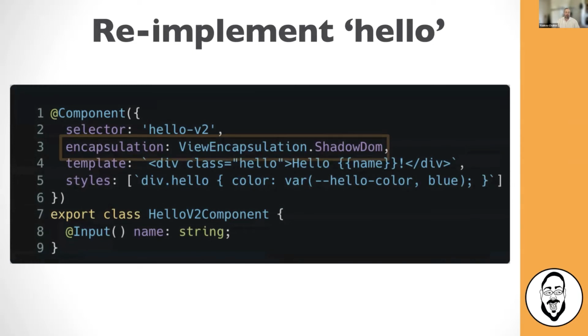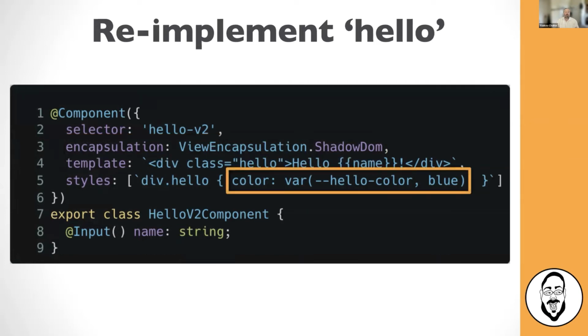So it's the same component. This time, just for demo purposes, we'll set the encapsulation to shadow DOM, so we'll actually produce real shadow DOM code. In this case, what we're doing is using this CSS variable, or CSS property, same terminology, --hello-color. And hello-color is not declared anywhere here. We're just using it. And just in case nobody declares it anywhere, we give it a default value. So if hello-color is not declared, it's just going to default to blue.